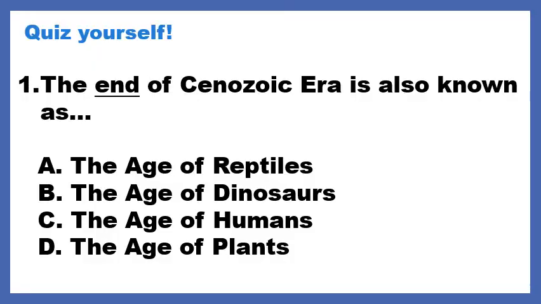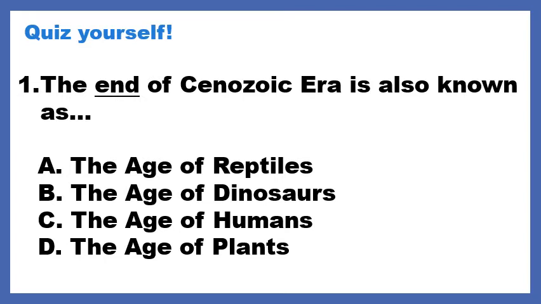As always, let's start off with a little quiz. The end of the Cenozoic era is also known as A, the age of the reptiles, B, the age of the dinosaurs, C, the age of humans, and D, the age of plants. 5, 4, 3, 2, 1.